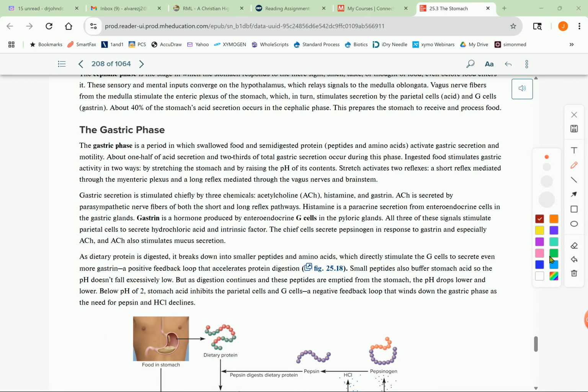Okay, gastric secretion is stimulated by acetylcholine, histamines, and gastrin. All right, acetylcholine is released by the parasympathetic nervous system, histamines by paracrine secretion from the enteroendocrine cells, and then gastrin is produced by the G cells. Okay, the three of these cause the parietal cells to secrete hydrochloric acid and intrinsic factor, along with the pepsinogen. Protein is broken down into amino acids. pH drops.